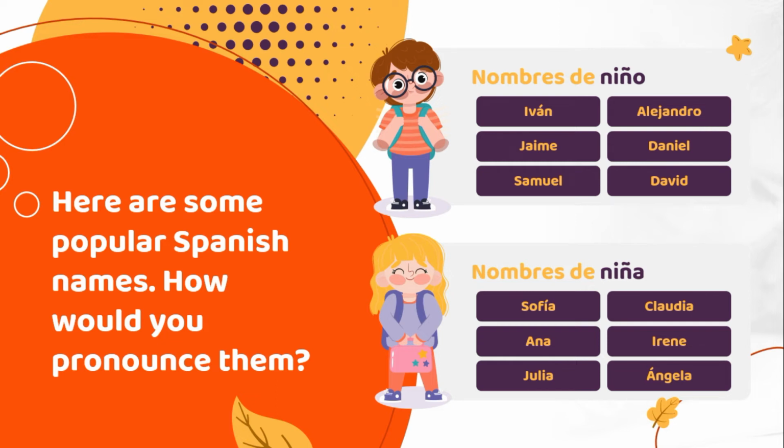Let's check. Nombres de niño. Iván, Alejandro, Jaime, Daniel, Samuel, David. Nombres de niña. Sofía, Claudia, Ana, Irene, Julia, Ángela.